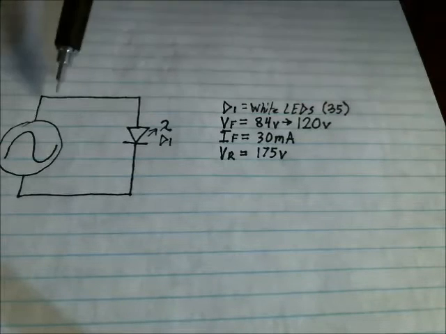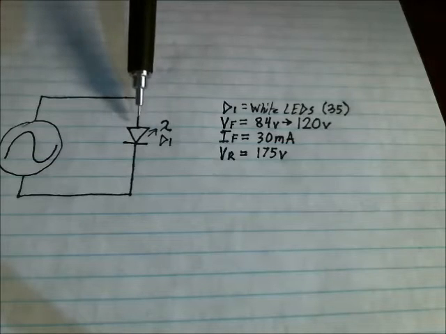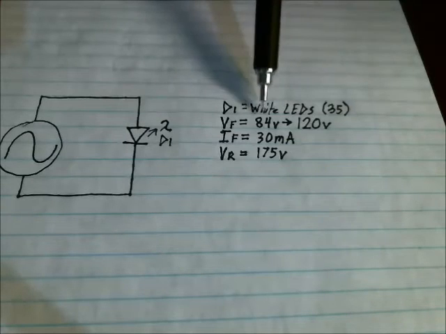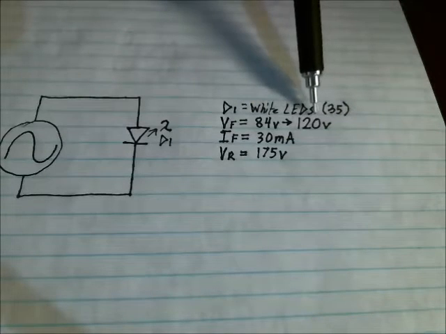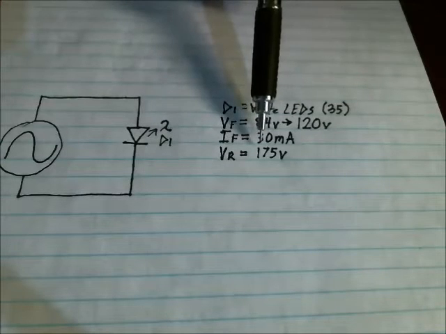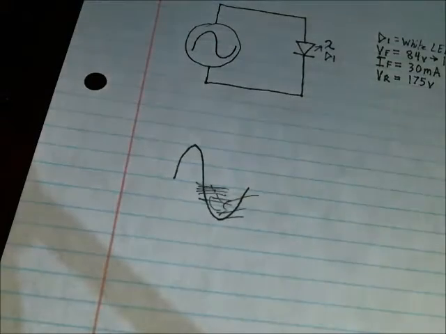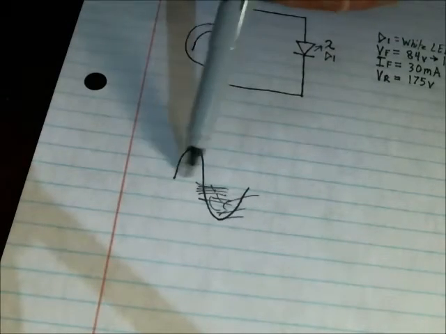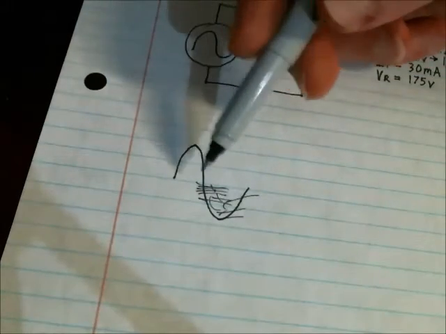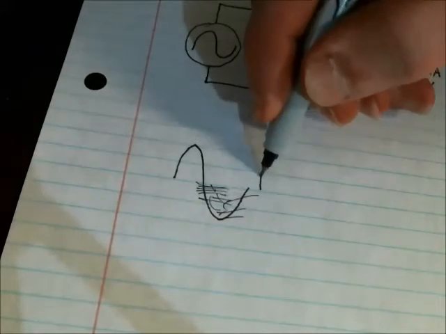Here is the LED string light circuit. This diode represents 35 diodes placed in series, so their collective forward voltage is between 84 volts and 120 volts. Their current is 30 milliamps, and their peak inverse voltage, or reverse voltage, is 175 volts. Since the LEDs are only on during the positive alternation of the 120 volts, what I'm going to do is rectify the 120 volt signal, so instead of being a sinusoid, it's going to be pulsating DC.